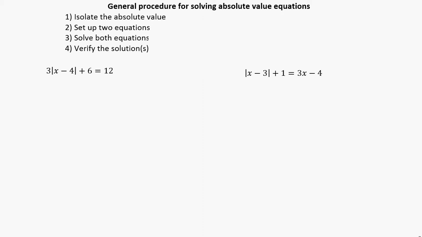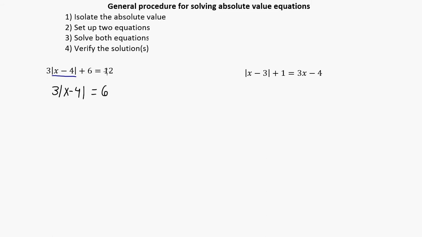Okay, in this video we're going to go through the general procedure for solving absolute value equations. Now, the first step in solving an absolute value equation is to isolate the absolute value. And in this first equation, that corresponds to isolating this guy right here, the absolute value of x minus 4. So my first step is to subtract 6 from both sides, so I'm left with 3 times the absolute value of x minus 4 equals 6.